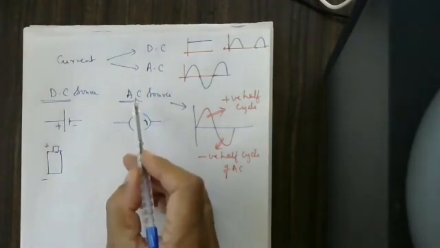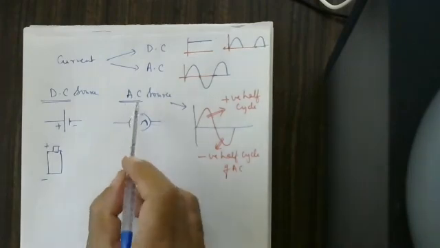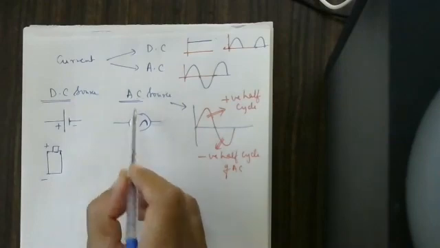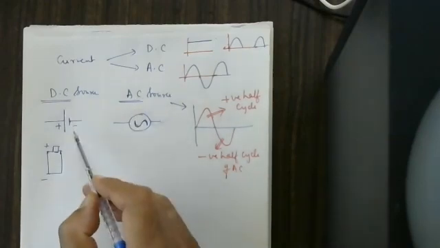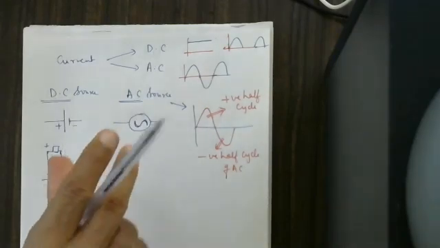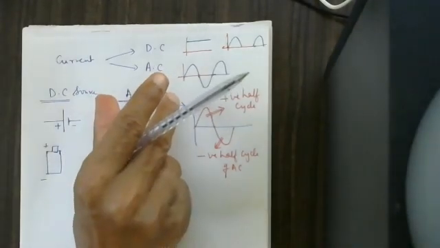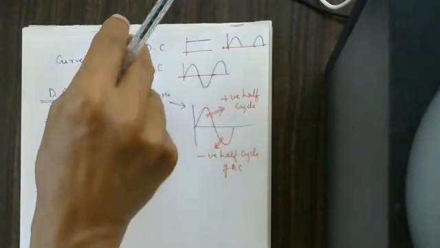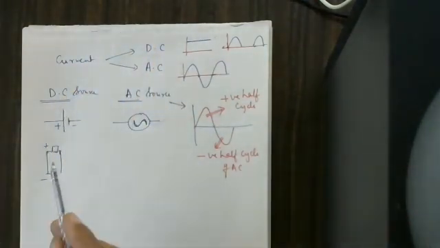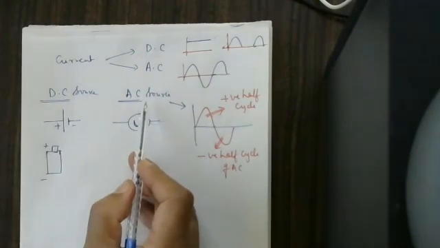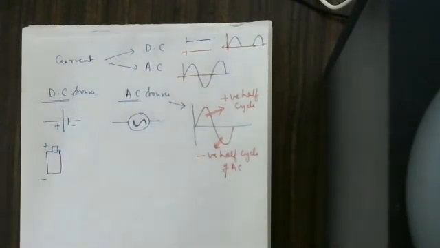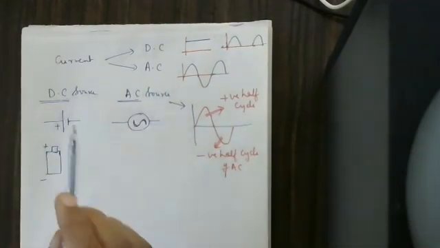But take your mobile chargers. The adapter is connected to AC, but the output is DC. Whatever we connect to the wall plug is AC, and what comes out is DC. So we want to convert AC into the form of DC. Don't forget, that's our intention.